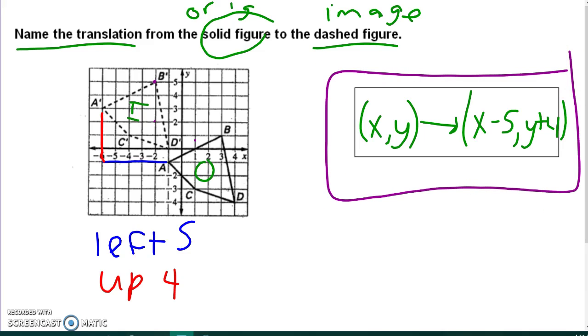So remember, moving left would be subtraction. Moving right is when we do plus. Up is addition. Down is subtraction. Left and right goes with x. Up and down goes with y.